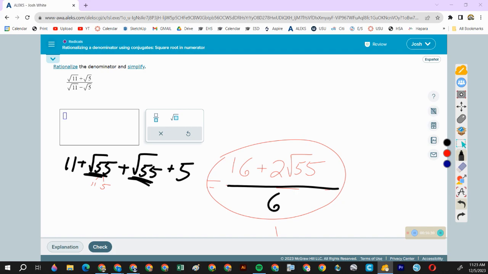Yeah. It was 11 minus 5. Because it was, you do flip the bottom, but that gives me 11, and this gives me 5, negative 5.